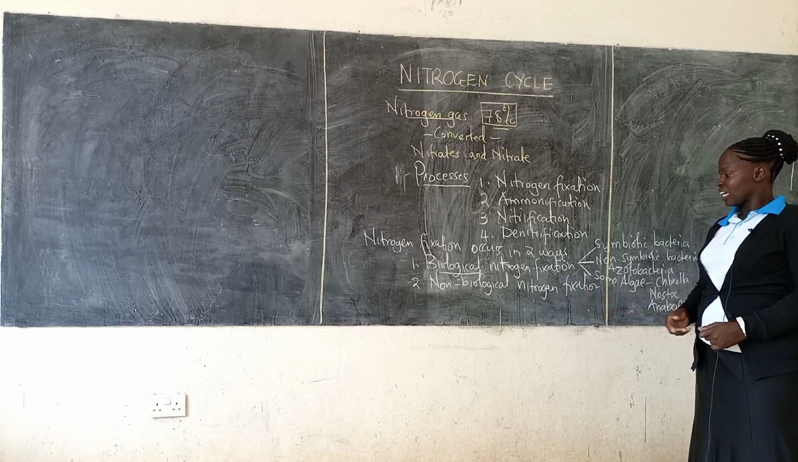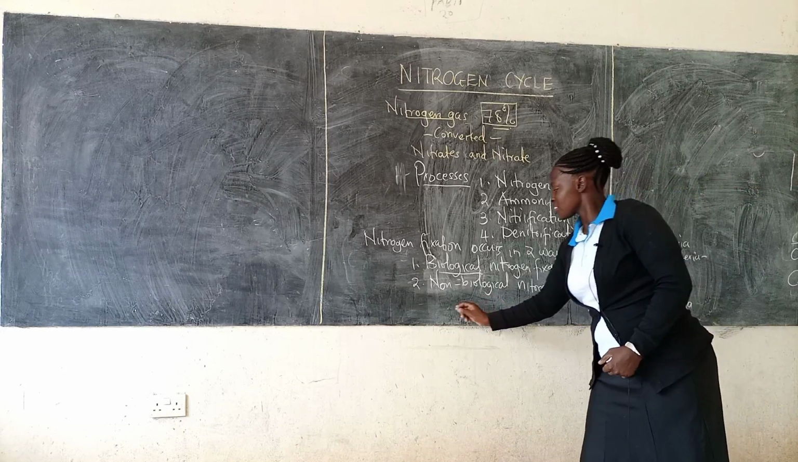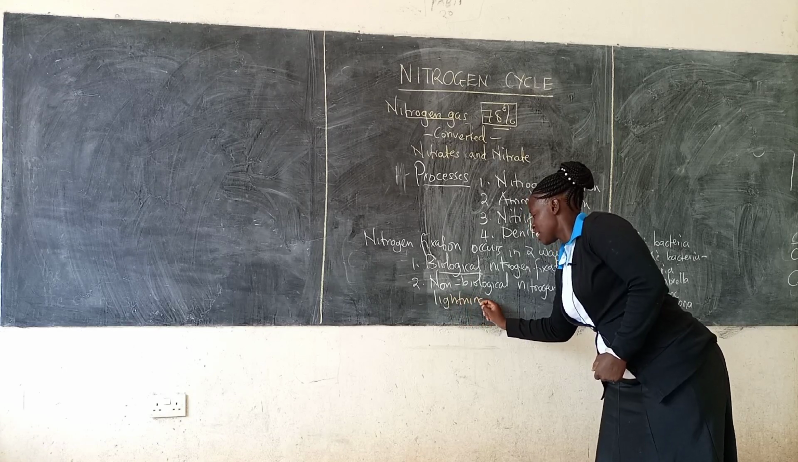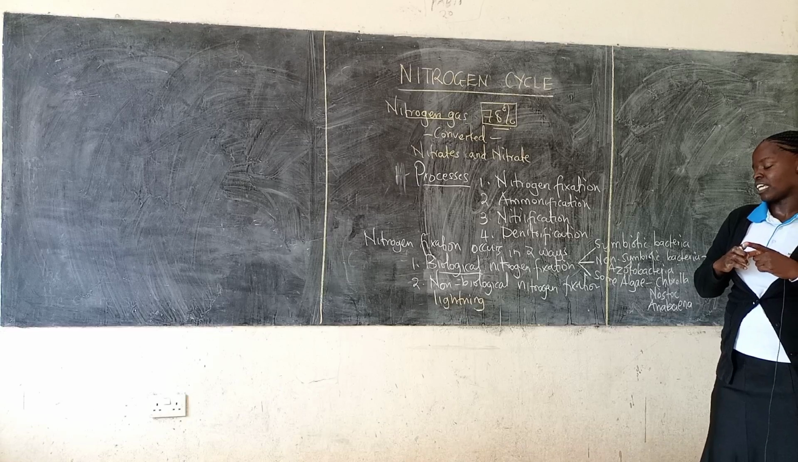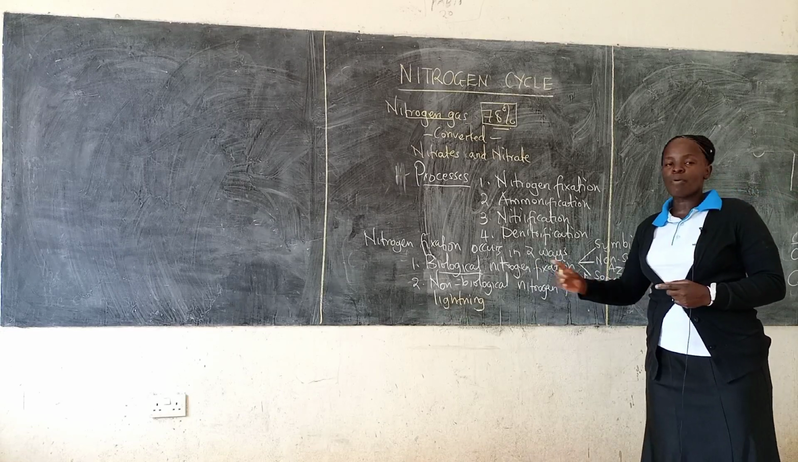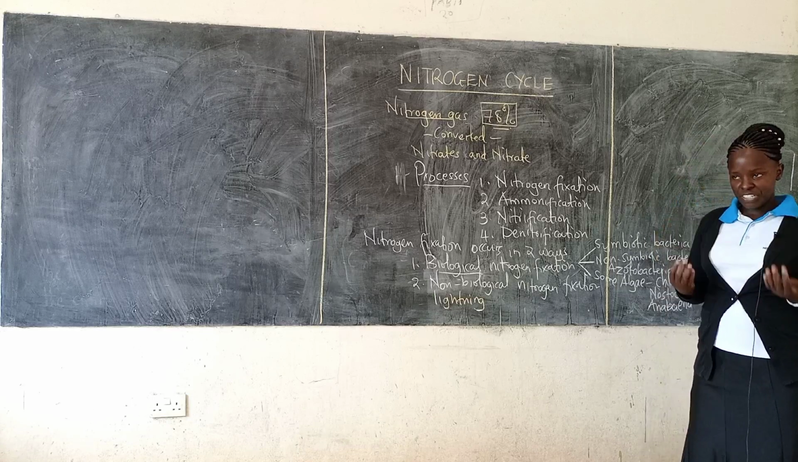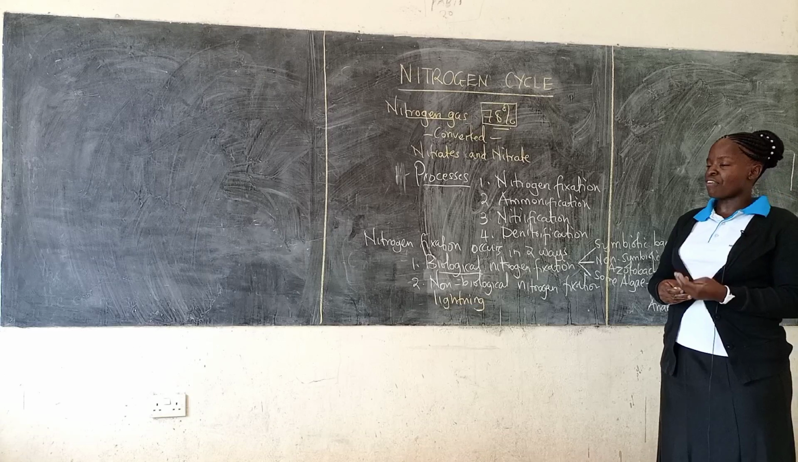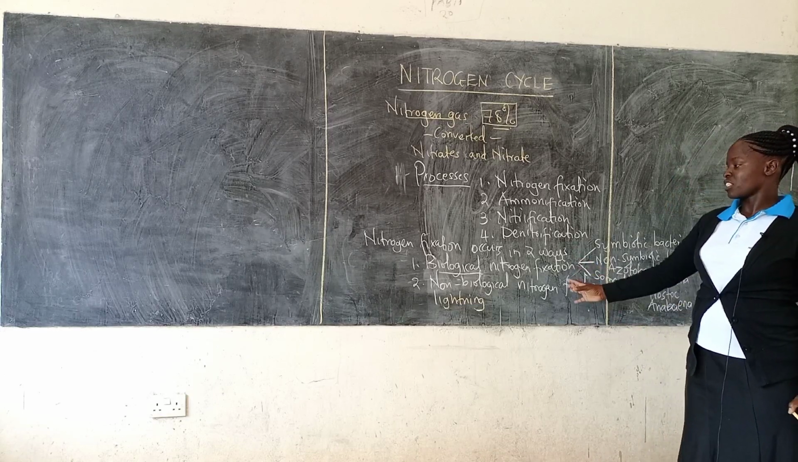The other category is non-biological fixation. How does this fixation occur? This fixation is done by the use of lightning. It does not involve bacteria, but it uses energy from lightning. The energy from lightning combines nitrogen gas together with oxygen to form nitric acid or nitrous acid, which later converts to form nitrates. So that is under nitrogen fixation.